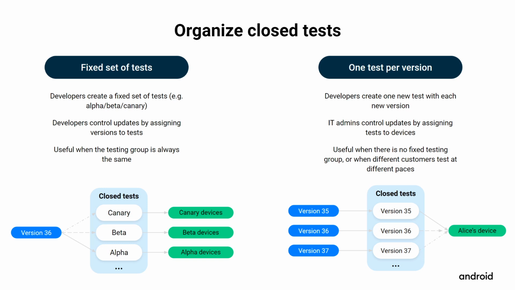The first approach is to create fixed tests that represent stability levels. So for example, from a least to most stable test, you can have alpha, beta, canary, and then of course production. You can communicate the specification of these levels to IT admins. For example, how frequently the app is updated, what bugs to expect, and then IT admin can decide which devices should receive which test. Then over time, you can assign new versions to this test, and so a specific version will move gradually from alpha to beta and canary, and finally production.